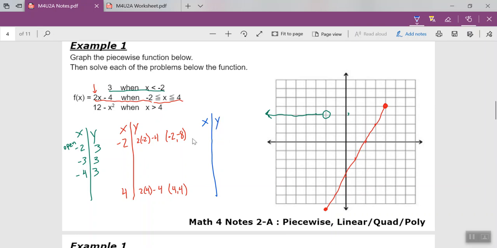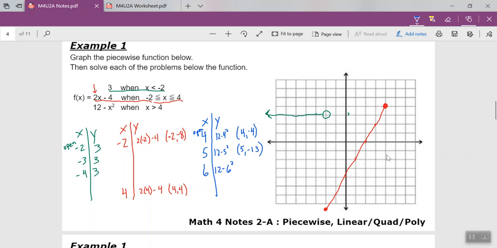Now, with this last one, there's not really a way to get around the idea that I probably need to do a t-chart. But I'm going to start at 4, and again, 4 is an open circle. And when I stick a 4 in there, 12 minus 4 squared, that's 12 minus 16. That's going to leave me with a -4. And then when I put in 5, 12 minus 5 squared, that's 12 minus 25. That's going to leave me with a -13. Well, you can guess that this is only going to get worse. So let's go to 4, -4.